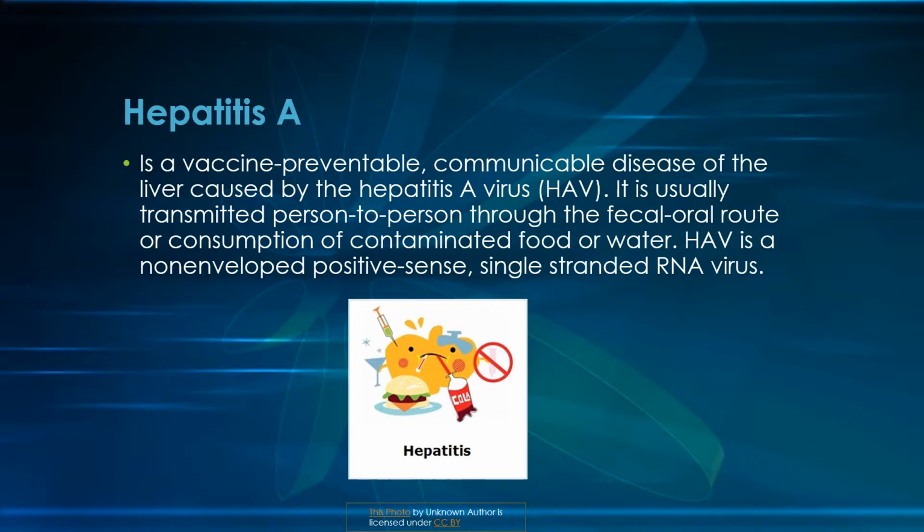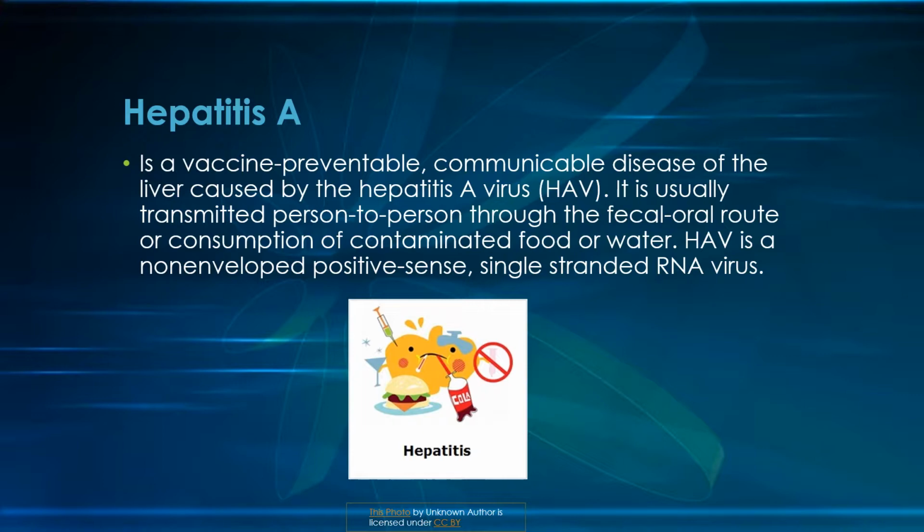Hepatitis A is a vaccine-preventable, communicable disease of the liver caused by the hepatitis A virus, otherwise known as HAV for the purposes of this lecture. It is usually transmitted person to person through the fecal-oral route or consumption of contaminated food or water, such as if you go to a buffet and you want to grab the utensil to put some lettuce on your plate and the person in front of you just used the bathroom and probably didn't wash their hands. That's a great way of getting the hepatitis A virus.